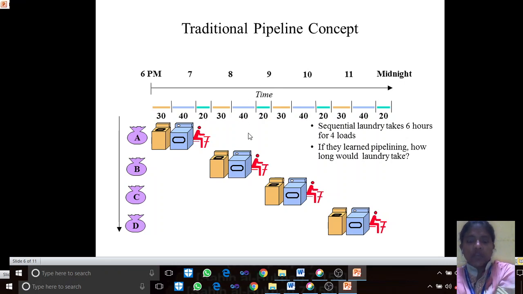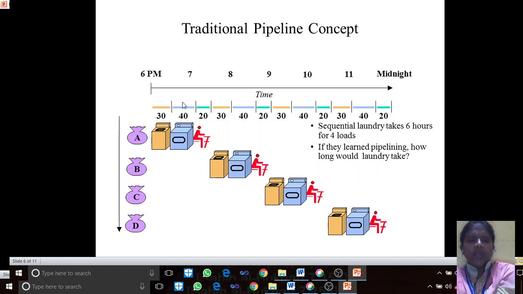This is the traditional approach without pipelining. The process starts from 6 p.m. and goes up to midnight. Sequential laundry takes 6 hours for 4 loads, A, B, C, D. Each one consumes 90 minutes, and 90 times 4 is 360 minutes, which is 6 hours, because the machines also need rest.